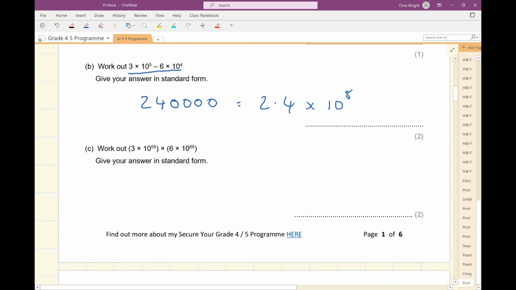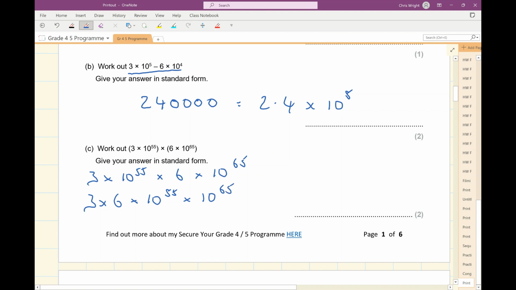Okay, now this is a bit more tricky. I've got to work out 3 times 10 to the 55 times 6 times 10 to the 65. And this time I can't really put that on my calculator because my calculator won't be able to handle these large powers. So this is what I have to do. I have to put it in a different order and think about it as 3 times 6 times 10 to the 55 times 10 to the 65.